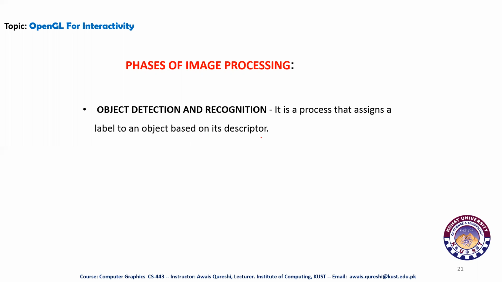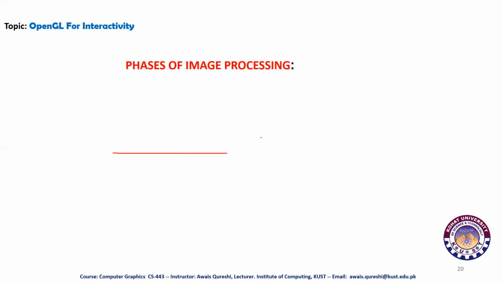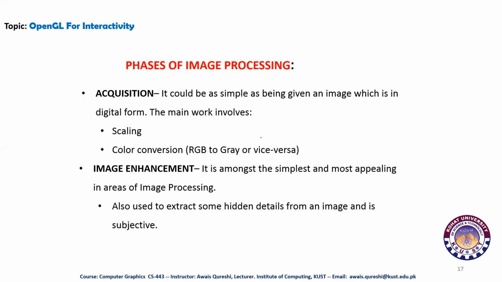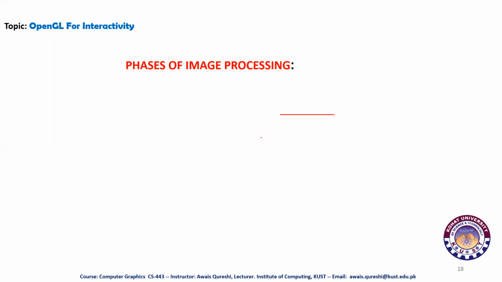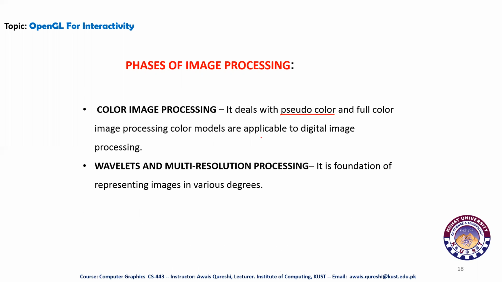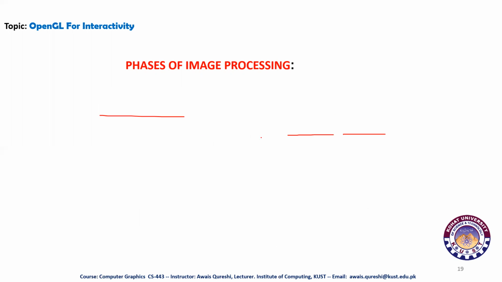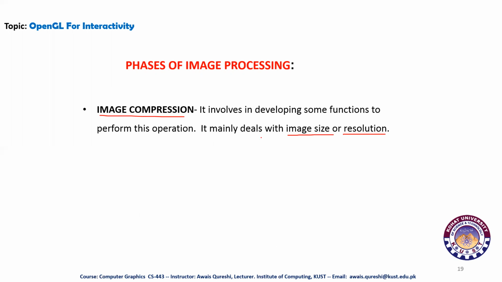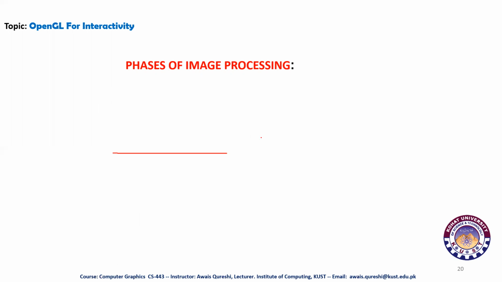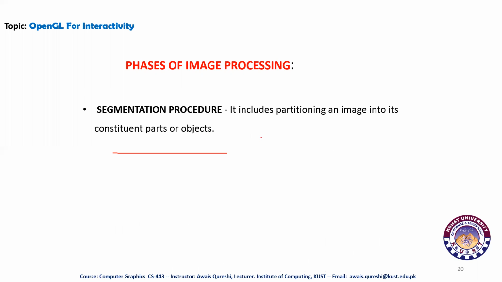So these are all different phases of image processing. The first one is the acquisition phase. The second one is image enhancement, then color image processing, and then wavelets and multi-resolution processing, and then image compression, morphological processing. So please remember those phases and try to understand what these phases are in image processing.